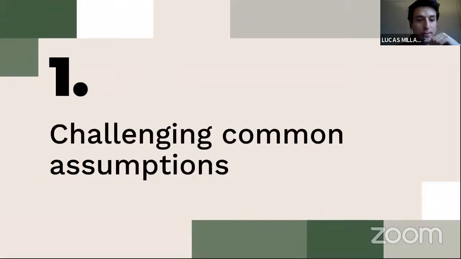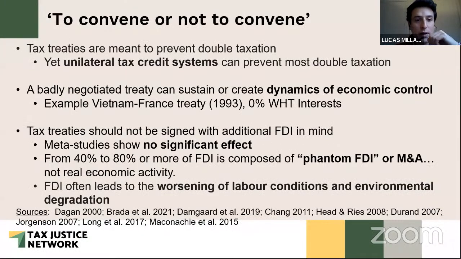Next slide, please. Next slide. Okay, so first of all, the common conception that tax treaties are needed to prevent double taxation, we know from existing research that there are unilateral provisions or laws that can help solve most of double taxations through tax credits. So a tax credit at the country that receives the payment for the tax paid abroad.